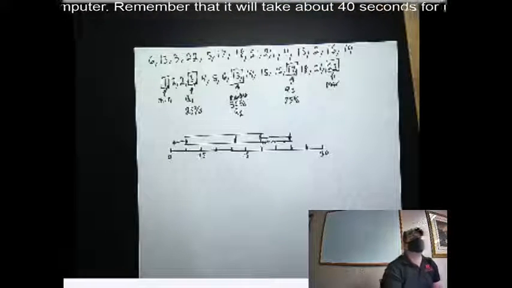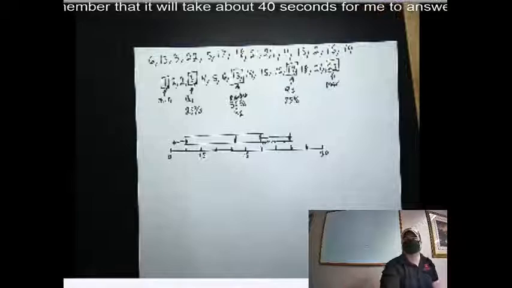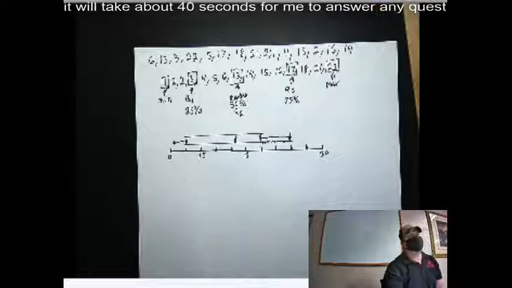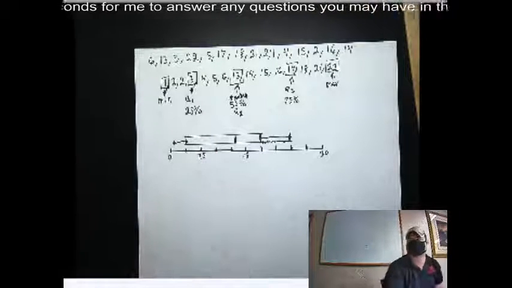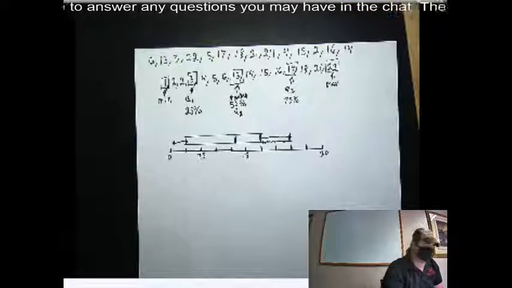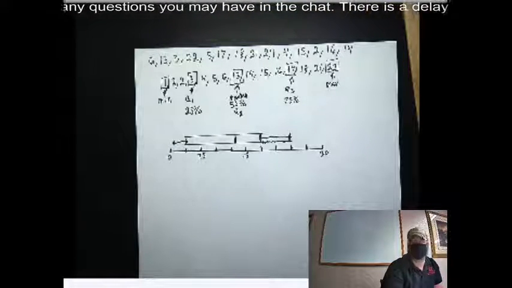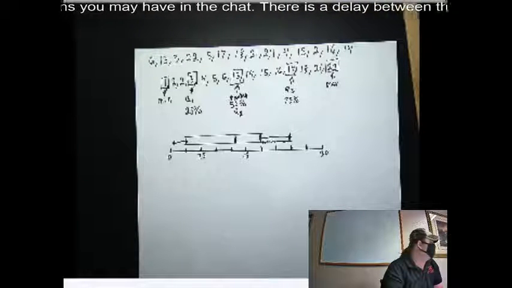So this gives us an idea of how our data is distributed. You know, is it distributed really evenly? Is it distributed lopsidedly? What have you? Any questions? None?